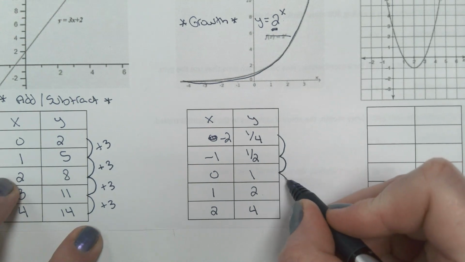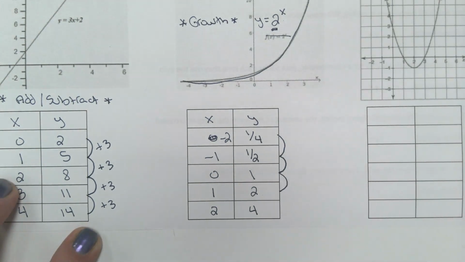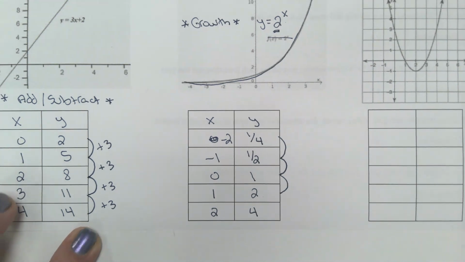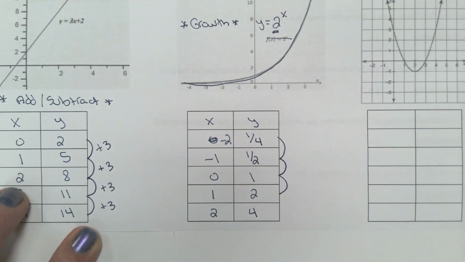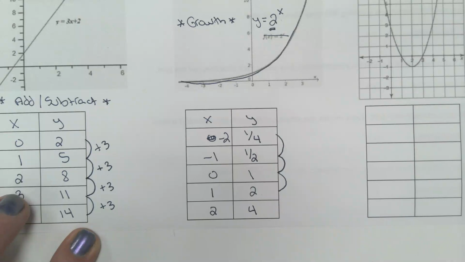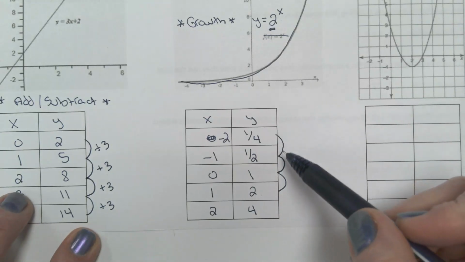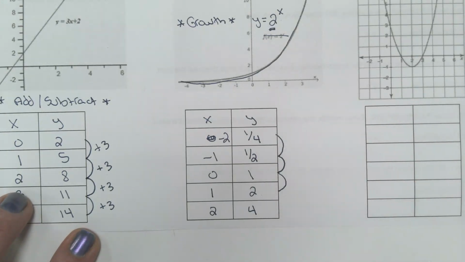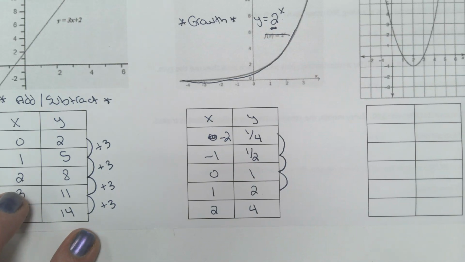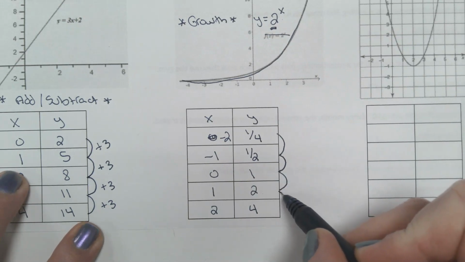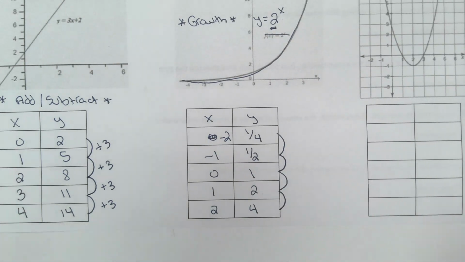How can I go from 1 to 2? Have you found the number? Can I add, subtract, multiply, or divide by a certain number over every single interval here to get to the next number? Okay. What about from 2 to 4?